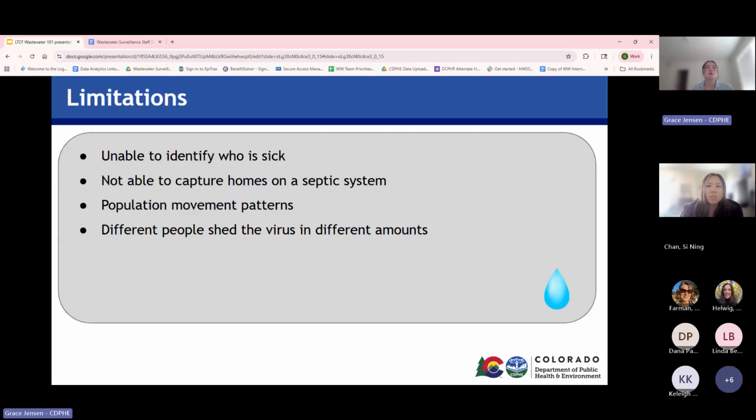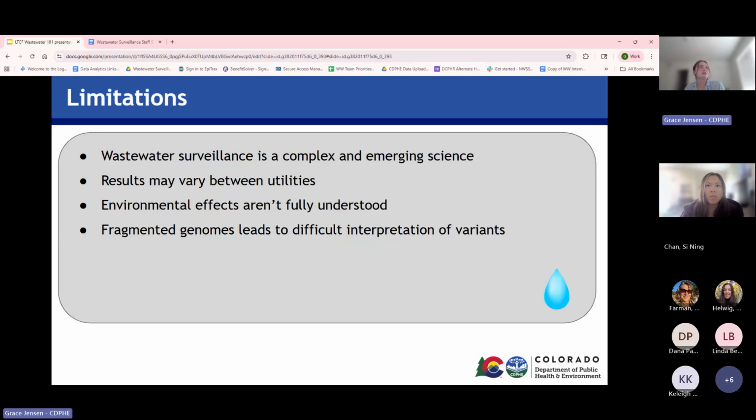And we know that different people shed virus in different amounts. So there's not this one specific amount that we can equate to, hey, we're seeing this much virus in wastewater, so we know that this many people are shedding the virus in wastewater. That's just not necessarily how we approach our data. A couple other limitations, it's a very complex and emerging science. Results may vary between utilities just based on differences in the populations there and the flow rates and things like that. And also environmental effects aren't fully understood. So maybe we get a lot of rainfall and we're kind of diluting our sample.